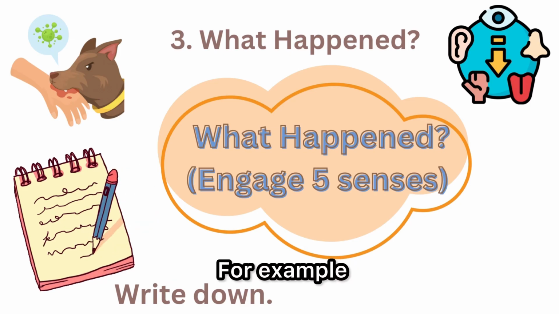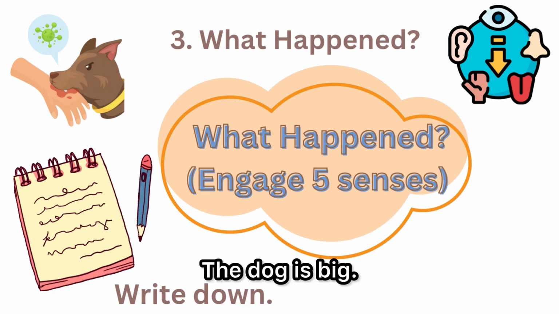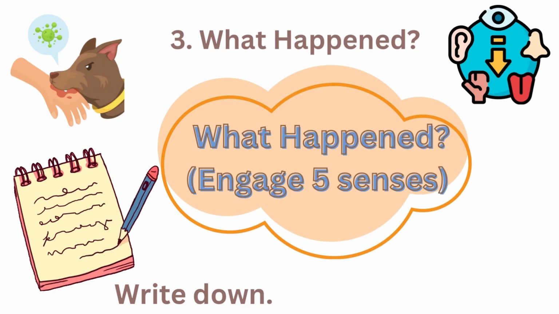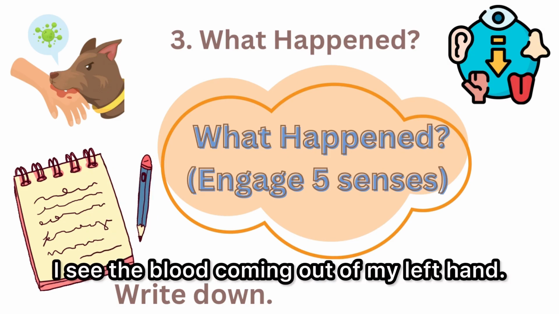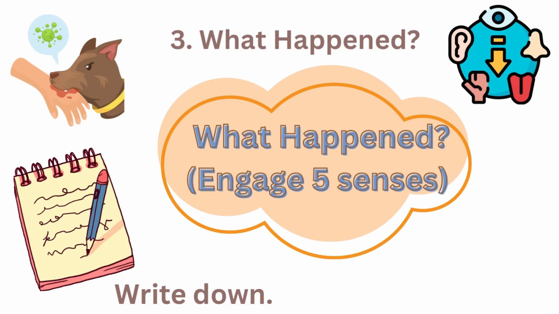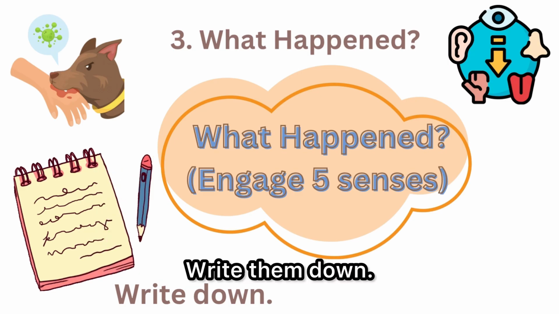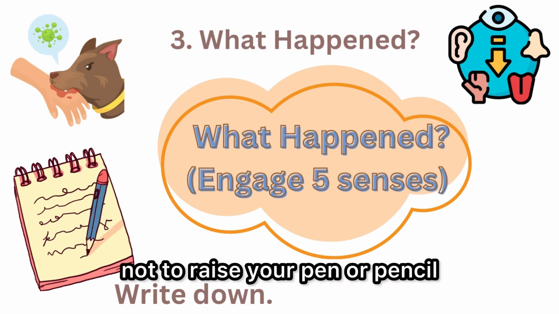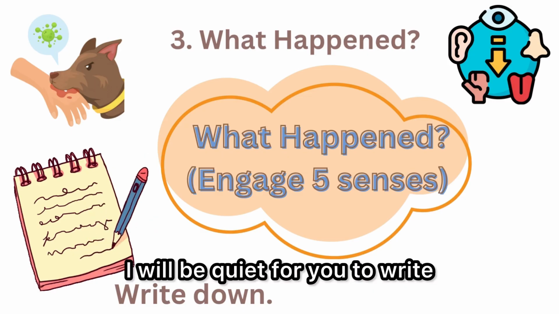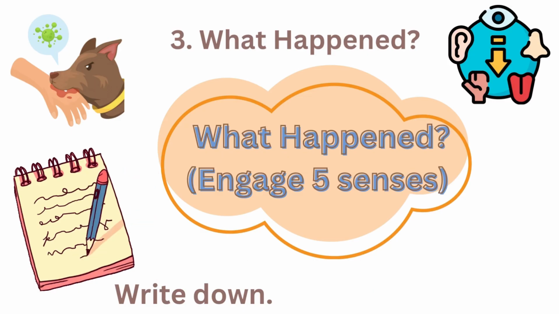For example, I see a dog. The dog is big. The dog is brown. I hear it barking. I see the blood coming out of my left hand. I touch the blood. Write them down. In this step, it's important not to raise your pen or pencil. I will be quiet for you to write all the 5 senses here, as much as possible.